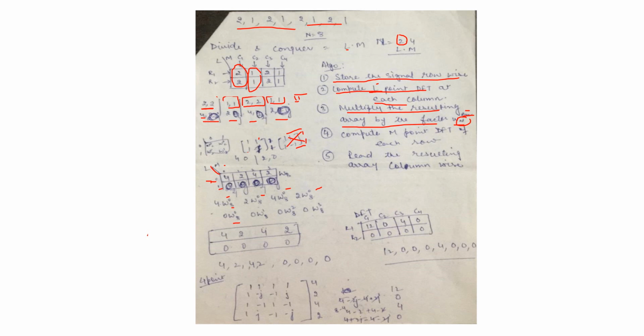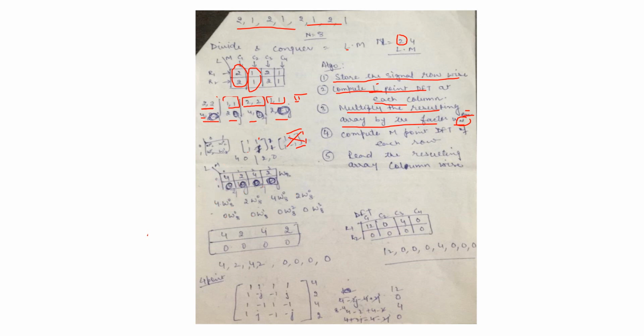1 multiply by 1 is W8 1. 1 multiply by 2 is W8 2. 1 multiply by 3 is W8 3. So now you have to multiply this array with these twiddle factor values. 4 multiply by W80, 2 multiply by W80, 4 multiply by W80, 2 multiply by W80. This 0 multiply by W80, this 0 multiply by W81. Okay, W81 means L is 1 here and M is 1 here. This 0 is multiplied by W82 and this 0 is multiplied by W83.